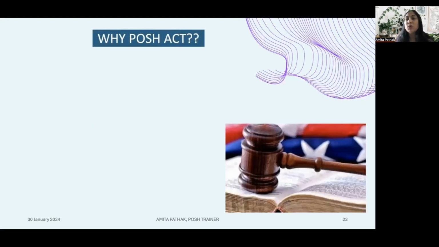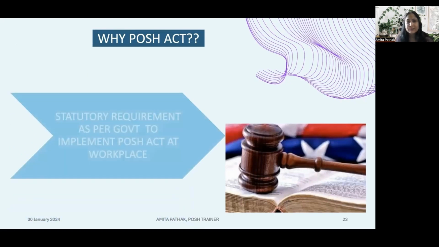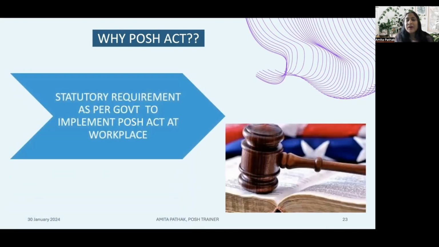What is the use of a POSH Act? Why is it necessary that the POSH Act is required by an organization? So let us see. It is a statutory requirement as per the government to implement the POSH Act at the workplace. Dear friends, like we file the GST returns, we file the income tax return, similarly, this is a statutory requirement as per the government. If we don't implement it, the organization's license may also get cancelled in that instance.